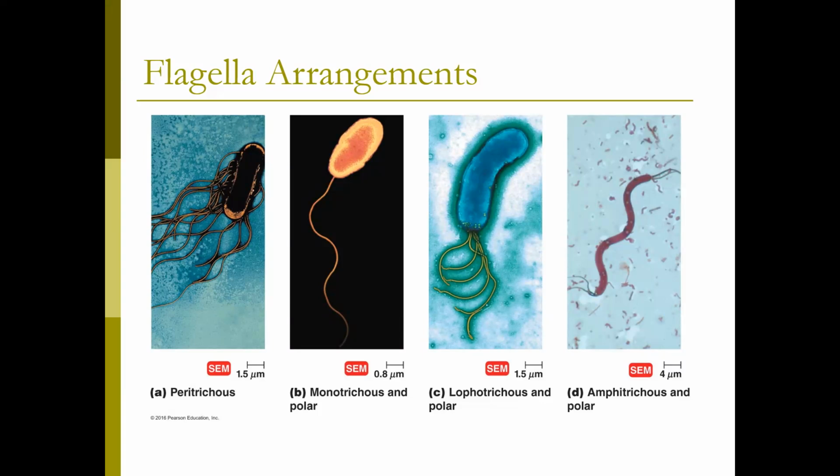Lophotrichous is a bacterial cell that has several flagella in one single location. So if you notice here, you see the word polar because all of the flagella have just one single origin point or attachment point. So lophotrichous means several flagella in one single point. And then amphitrichous, amphi means both or two. So you can see amphitrichous means flagella at both ends of the cell. So trichous, the word trich, T-R-I-C-H, means hair because flagella is hair-like. It looks like hair on the cell.